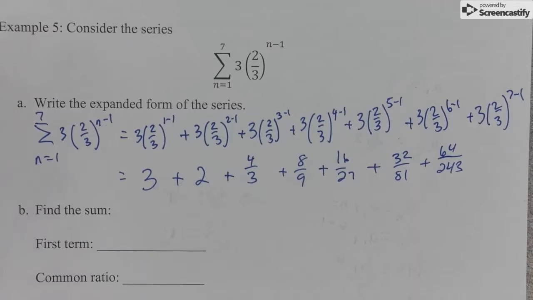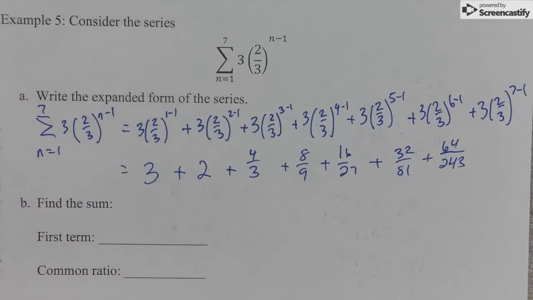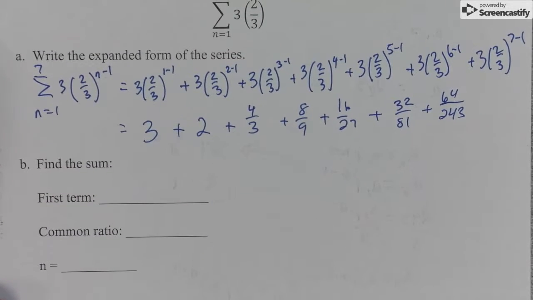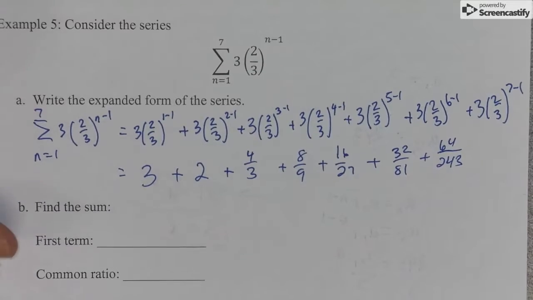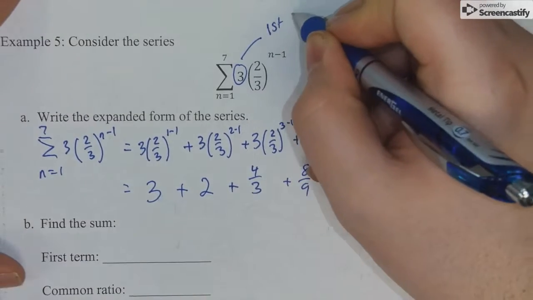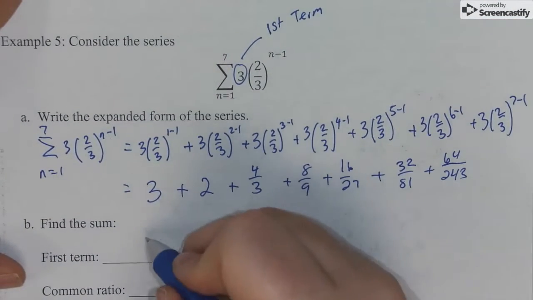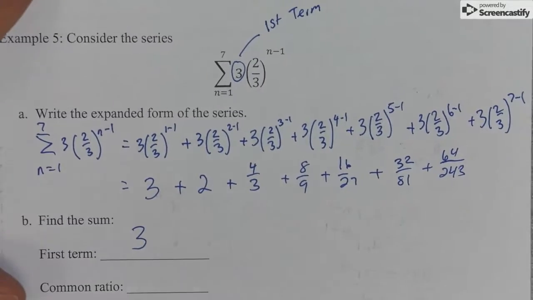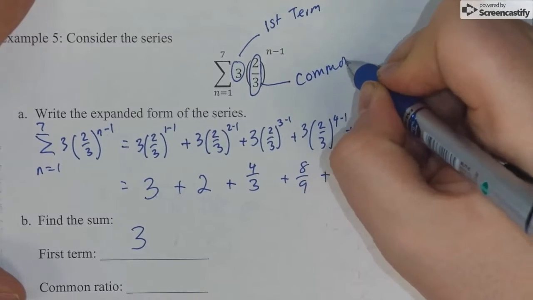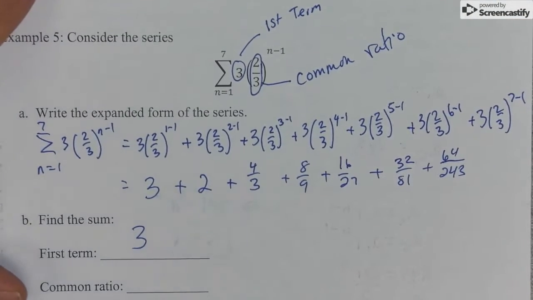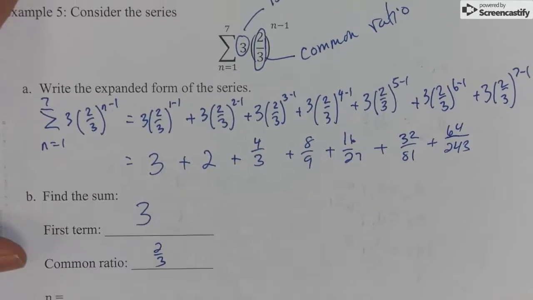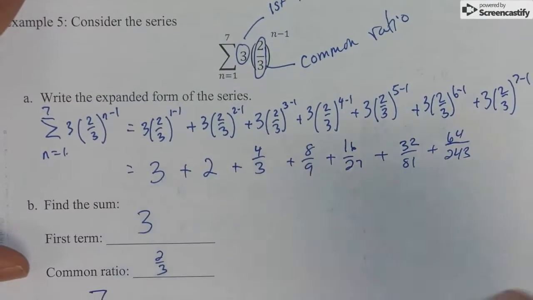But there's an easier way to compute the sum. So this is the expanded form. To compute the sum, you state what the first term of the sequence is. If we're using the summation notation, it would be this term. So this is your first term. So it is 3. Your common ratio is the value in the parentheses, so your common ratio is 2/3. And n, we went all the way from 1 to 7, so n is 7.